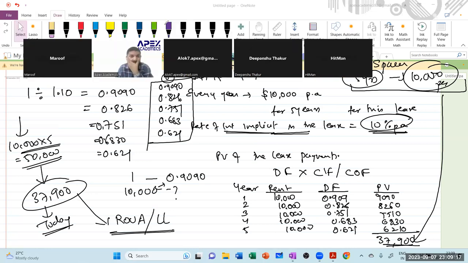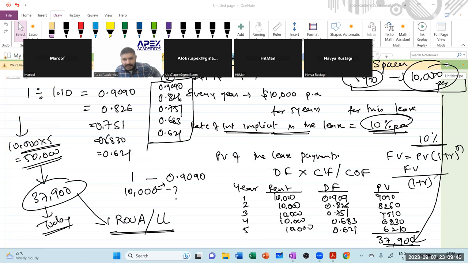Yeah, Maruf. Where did this 1 divided by 1.10 come from? 10% is the discounting factor. The formula is that future value is equal to present value into bracket 1 plus r raised to n. This is the formula for compounding interest. Present value, if I have to calculate, will be future value divided by 1 plus r raised to n. So this can also be written as future value multiplied by 1 upon 1 plus r raised to n. Your rate of interest is 10%. It is 1 upon 1 plus 0.10 raised to whatever period. So 1 divided by 1.10 came from here.